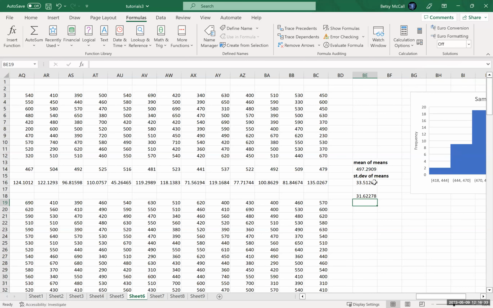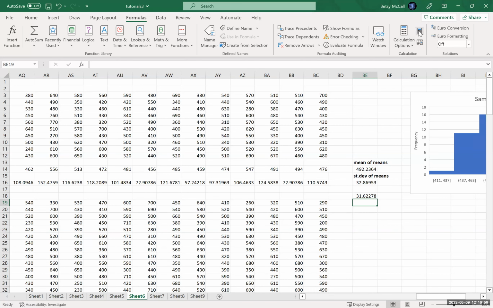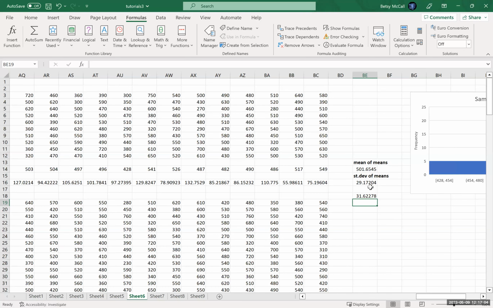So if I do that now, my mean of means is not 501 or 503, it's 497. So again, still in that same 500 ballpark. And my standard deviation of my means is a little bit higher than my 31 and not lower than my 31, but still in the same ballpark. So I could try it again. And again, now it's still a little further apart, but I can do this several times. And I can see that I got closer. I'm back to that 29 range.